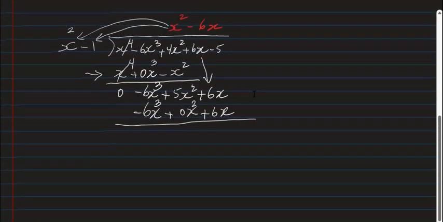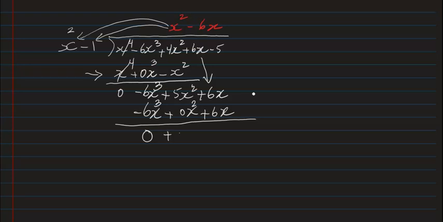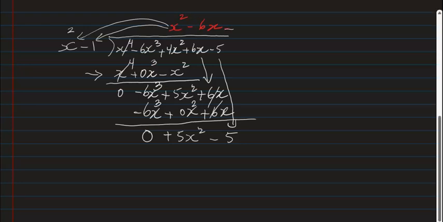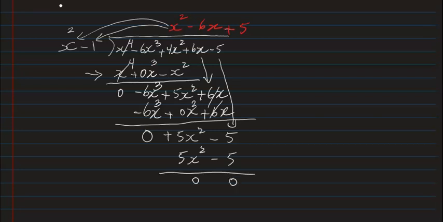Okay, 0, this would be 5x squared, this is 0, and then we're going to bring the last constant down, that would be minus 5, and the last step is we're going to add plus 5, and then this will give us 5x squared minus 5, and that would give us 0 and 0.